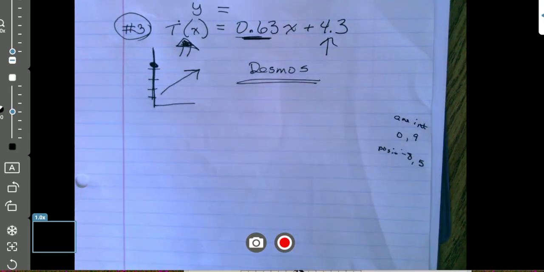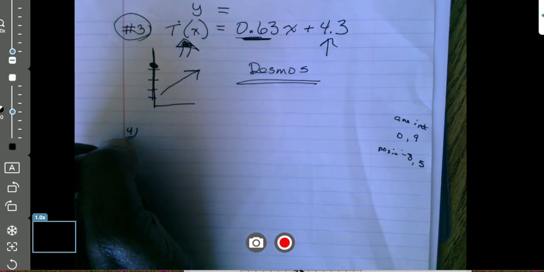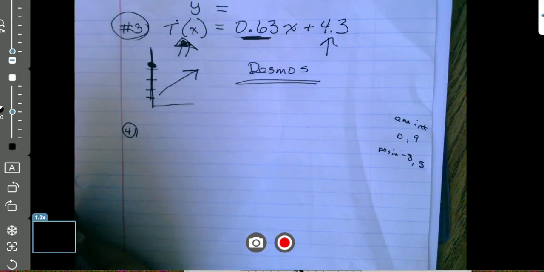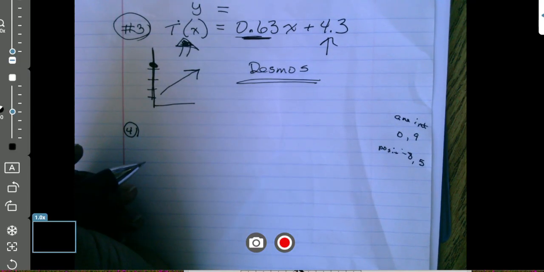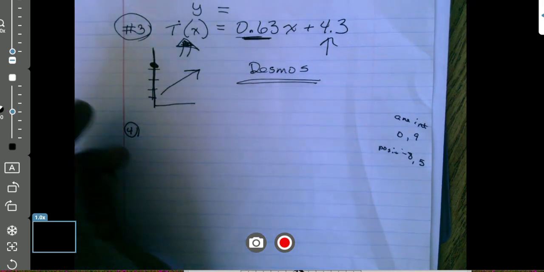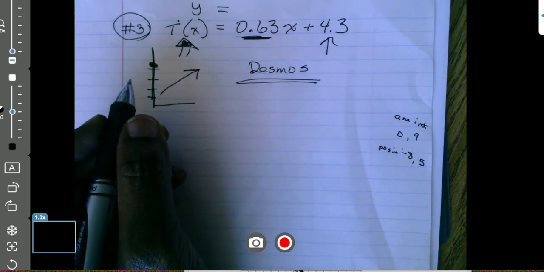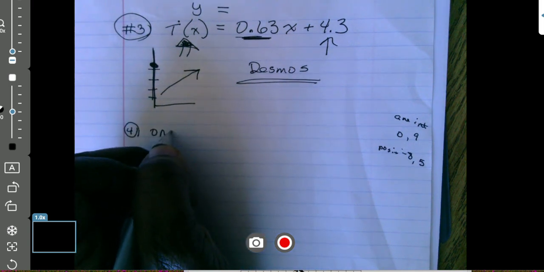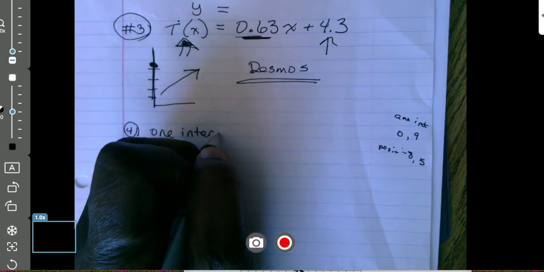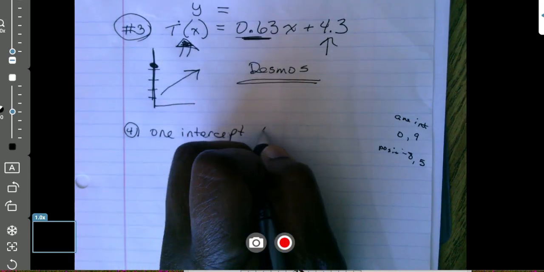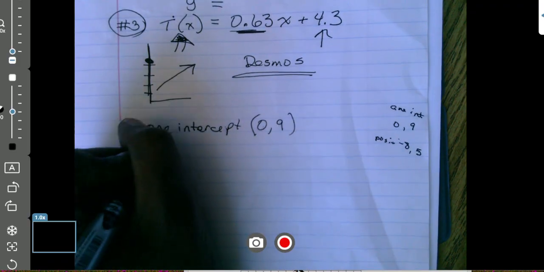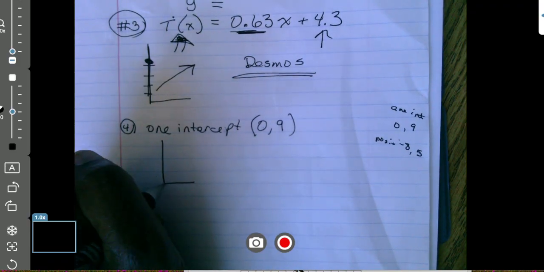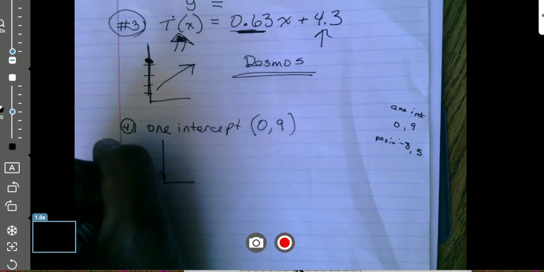Now, question number 4 is so loaded that if you don't understand the character of linear functions, bruh. But, okay, so here's what they're going to say. They're going to tell you, hey, find a graph that has at least one intercept at 0, 9. I sure hope you know where 0, 9 is on the graph. I'm going to tell you where it is. Here's 0, go up to 9.